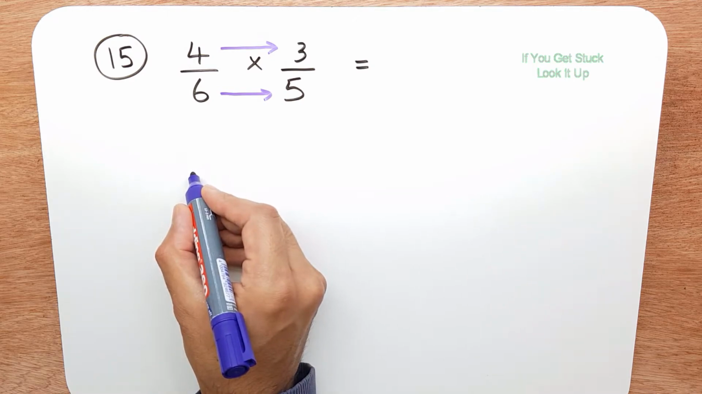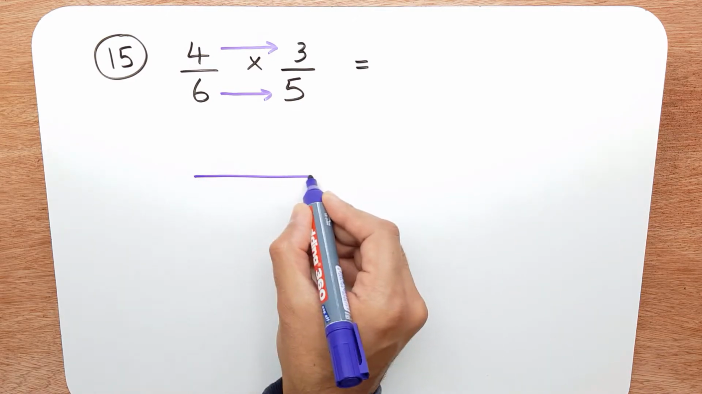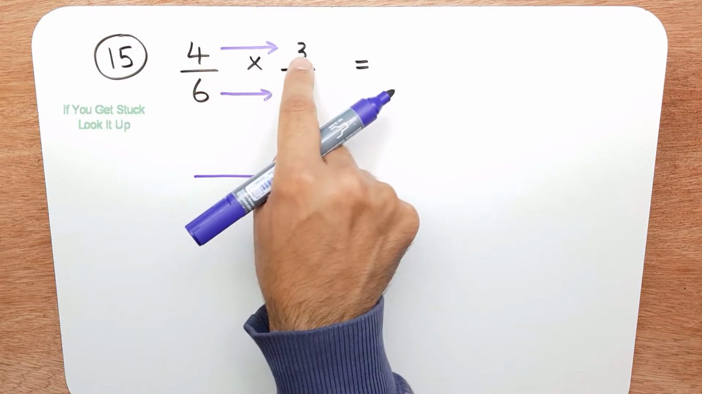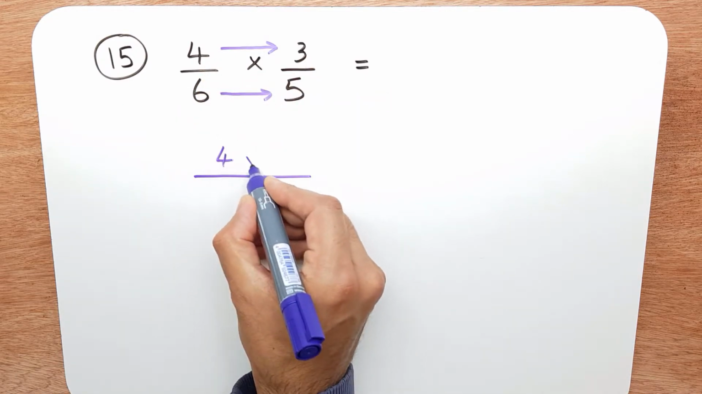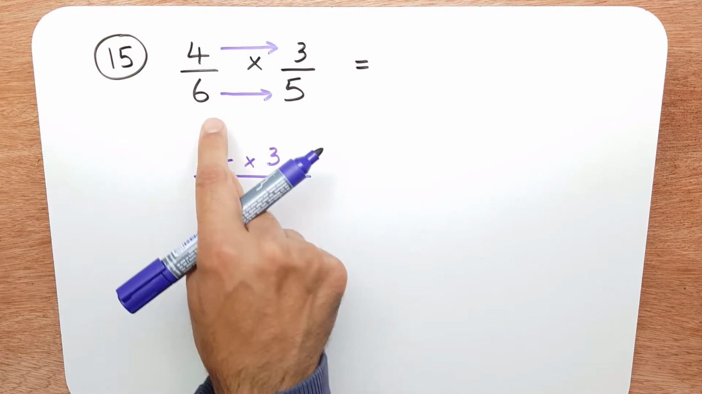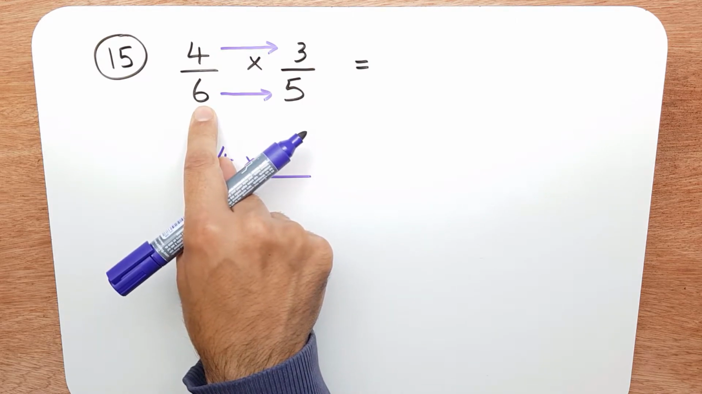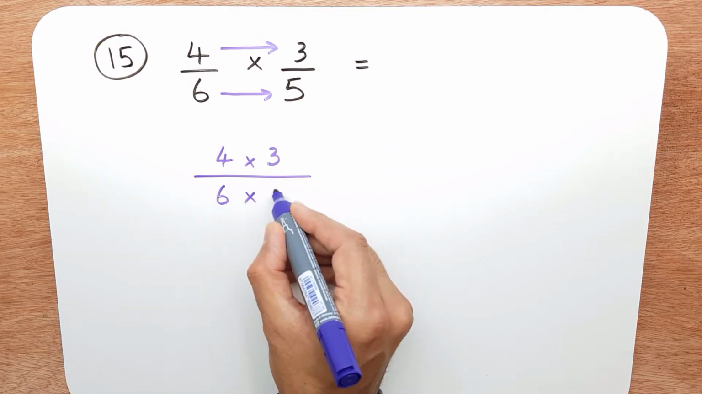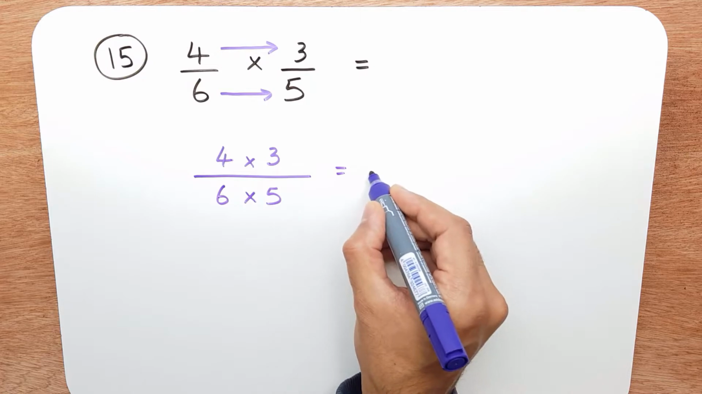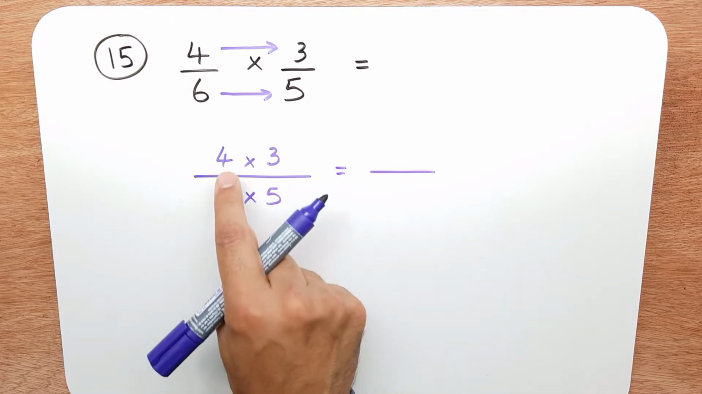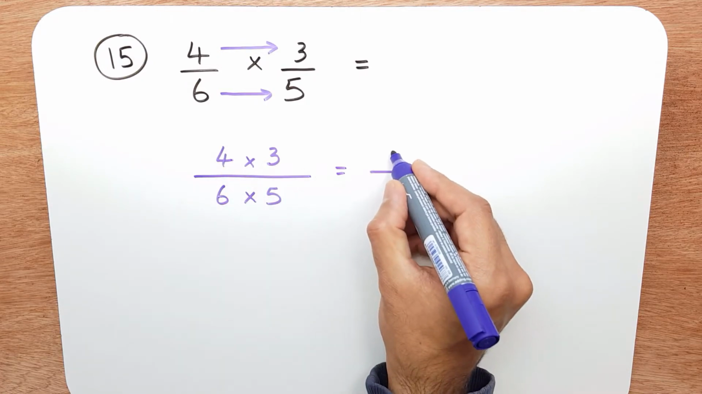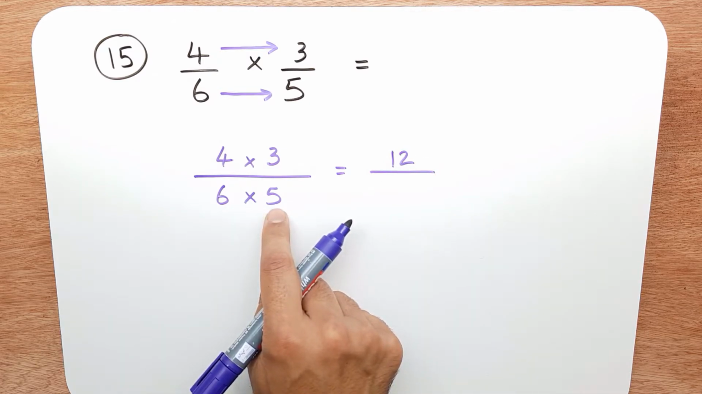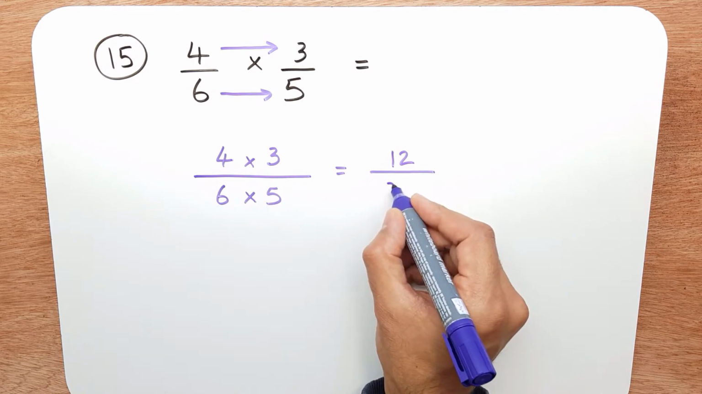So all it'll be is do a fraction line. For the numerators, it's 4 times 3. And for the denominators, 6 times 5. Put the fraction line there. 4 times 3 is 12. And 6 times 5 is 30.